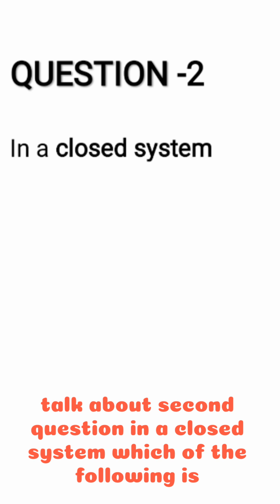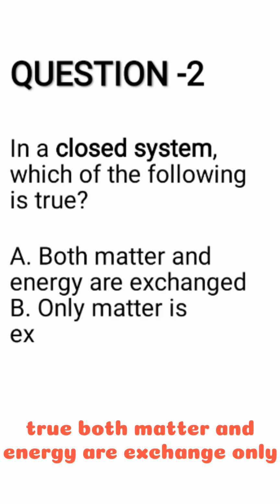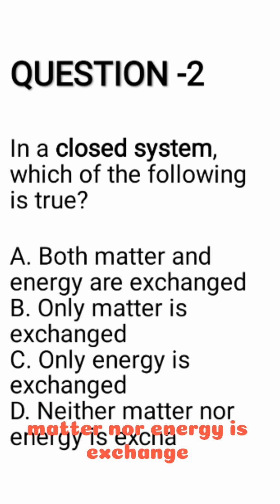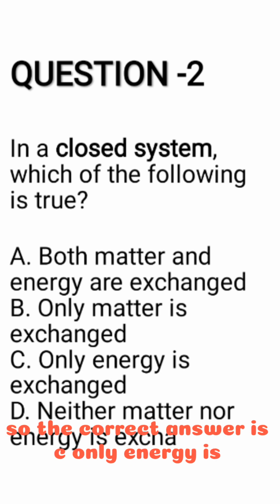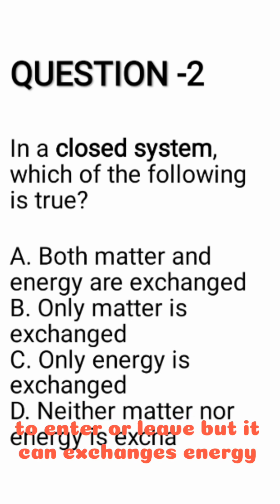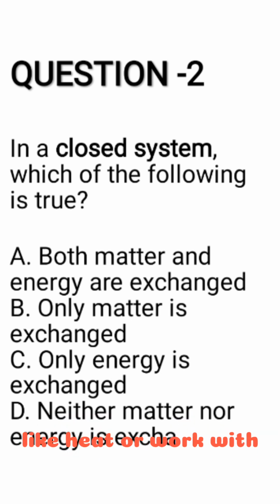Let us talk about the second question. In a closed system, which of the following is true? Both matter and energy are exchanged. Only matter is exchanged. Only energy is exchanged. Neither matter nor energy is exchanged. So the correct answer is C, only energy is exchanged. A closed system does not allow matter to enter or leave, but it can exchange energy like heat or work with the surrounding.